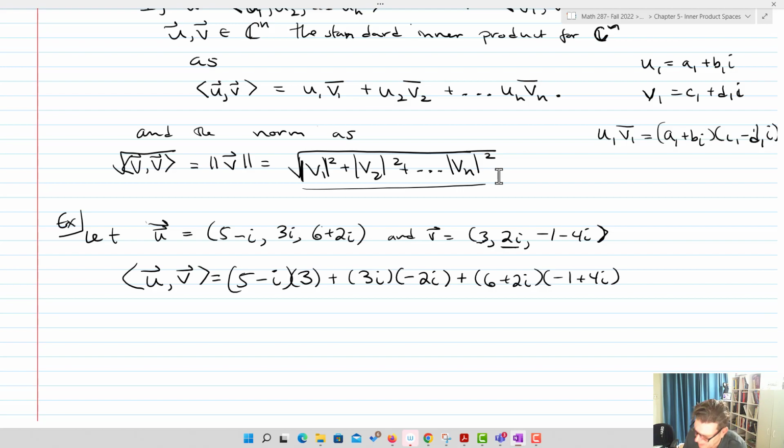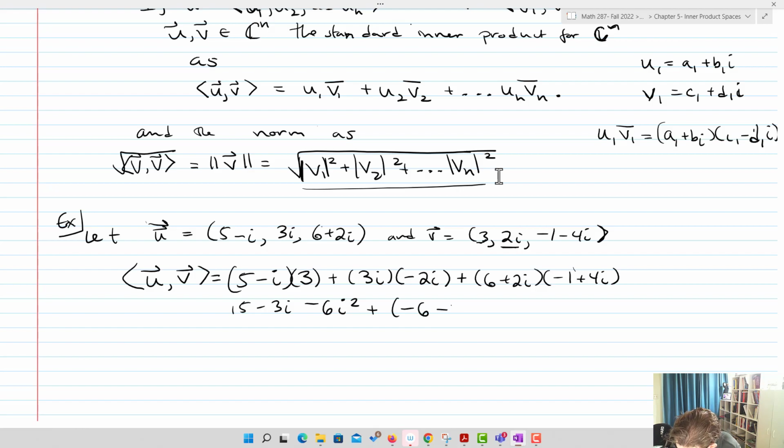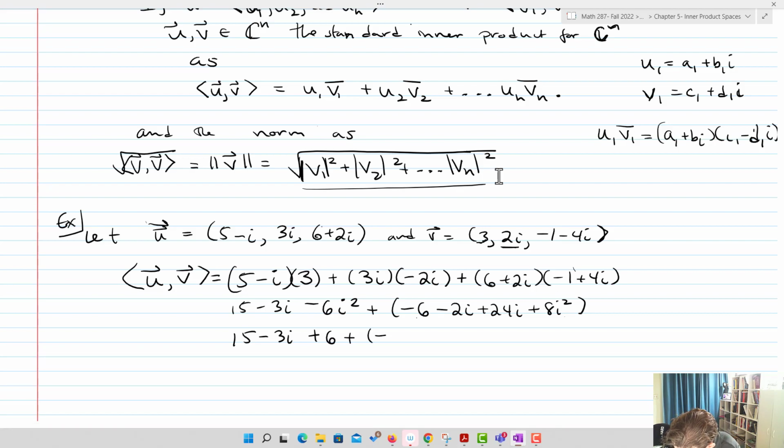Add those together, we get 15 minus 3i plus, or rather, minus 6i squared plus, and then this is going to be negative 6 minus 2i plus 24i plus 8i squared. So this is 15 minus 3i plus 6 plus, and this is negative 6 and negative 8, so plus negative 14 plus 22i.